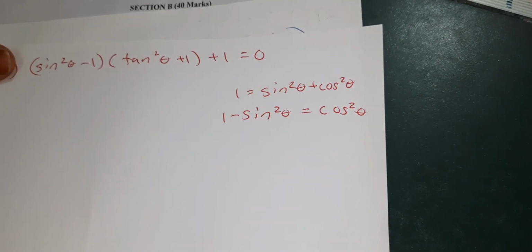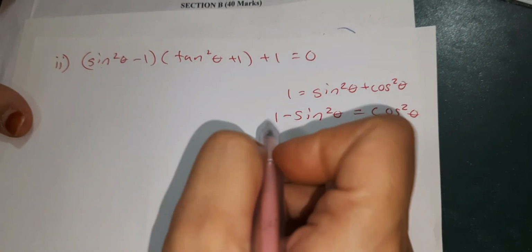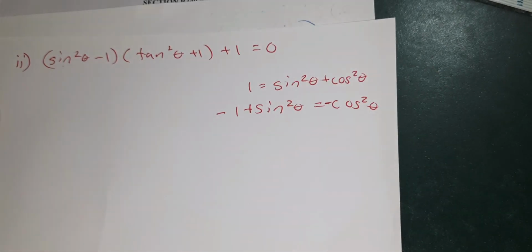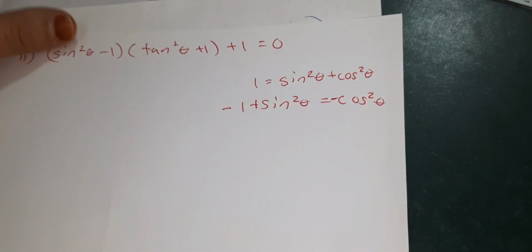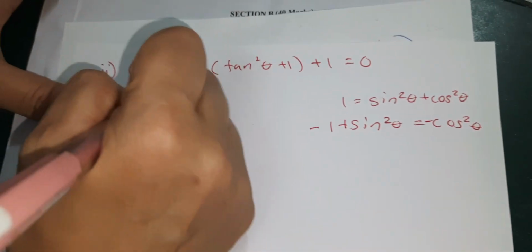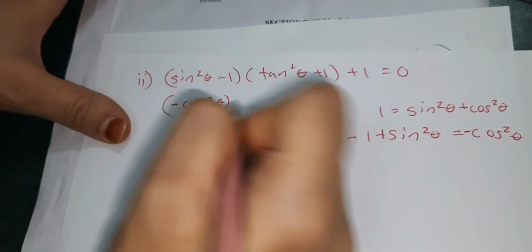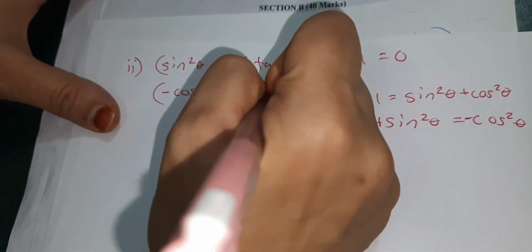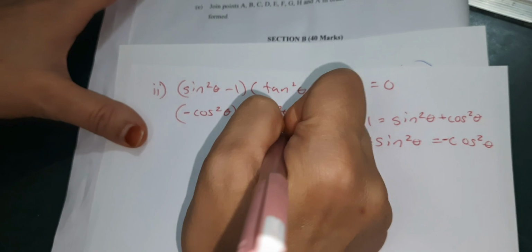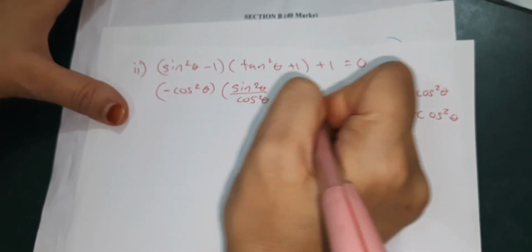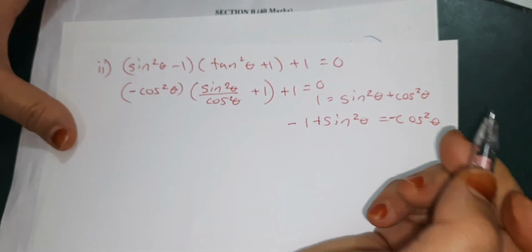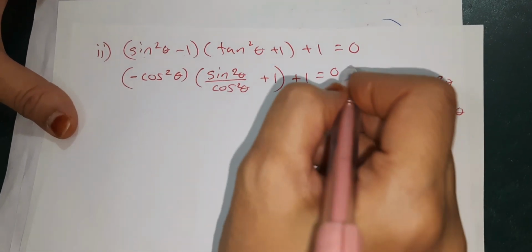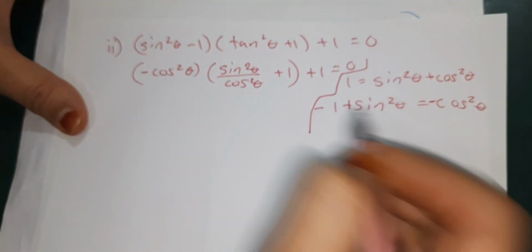But that's not what I have, right? I have the negative of that. So if I put a negative in here, then I'll get negative cosine squared theta. So sine squared theta minus 1 is equal to minus cos squared theta, into tan. So we can write tan as sine squared theta over cos squared theta, plus 1 is equal to 0. Let's keep this on the side work.